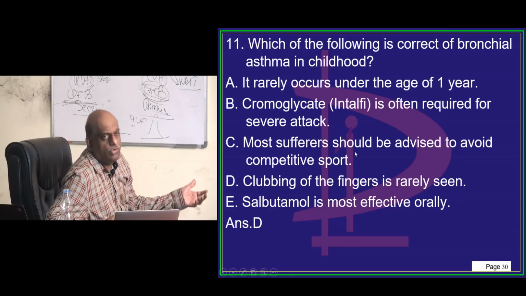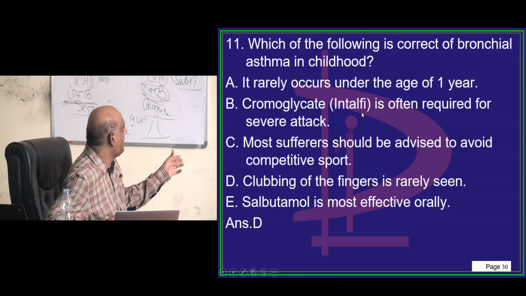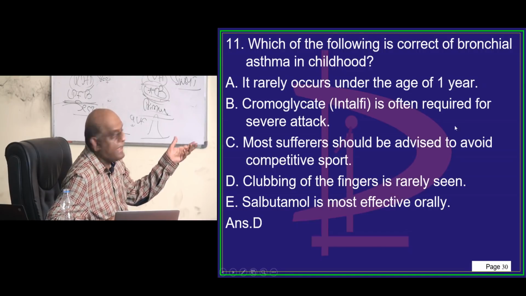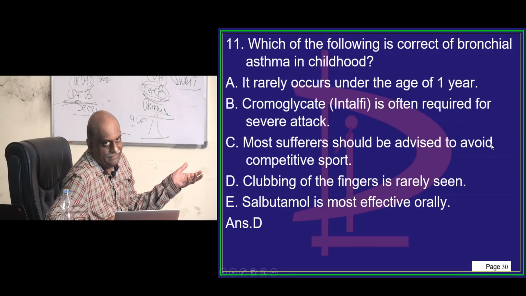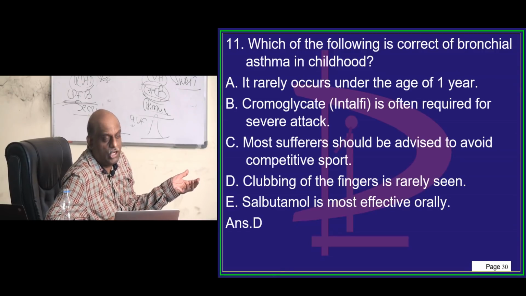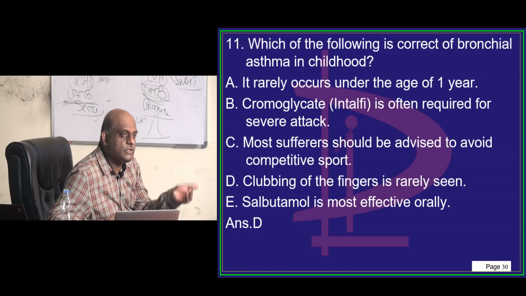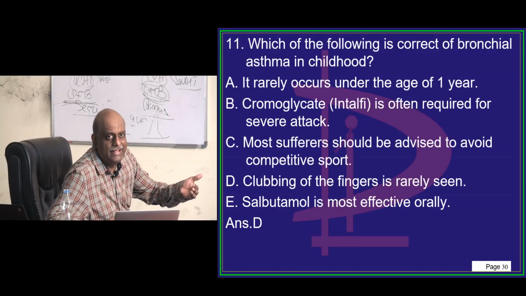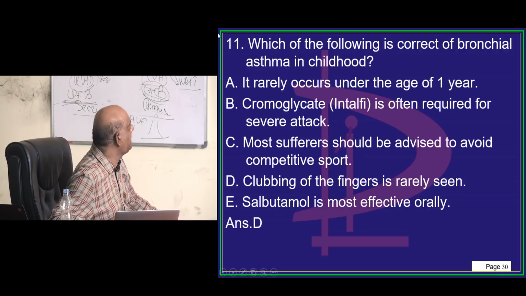For an acute severe attack, you don't use cromoglycate. And it can be seen under the age of 1 year. Quite commonly, bronchiolitis also presents with wheezes, etc. So the first episode of bronchiolitis and asthma are a close differential diagnosis.